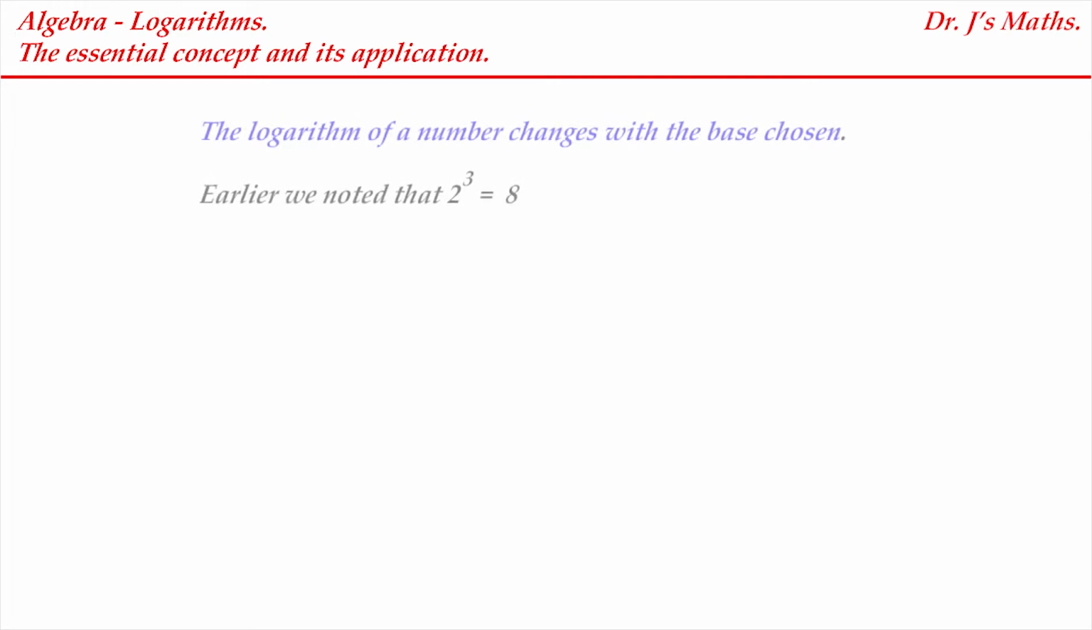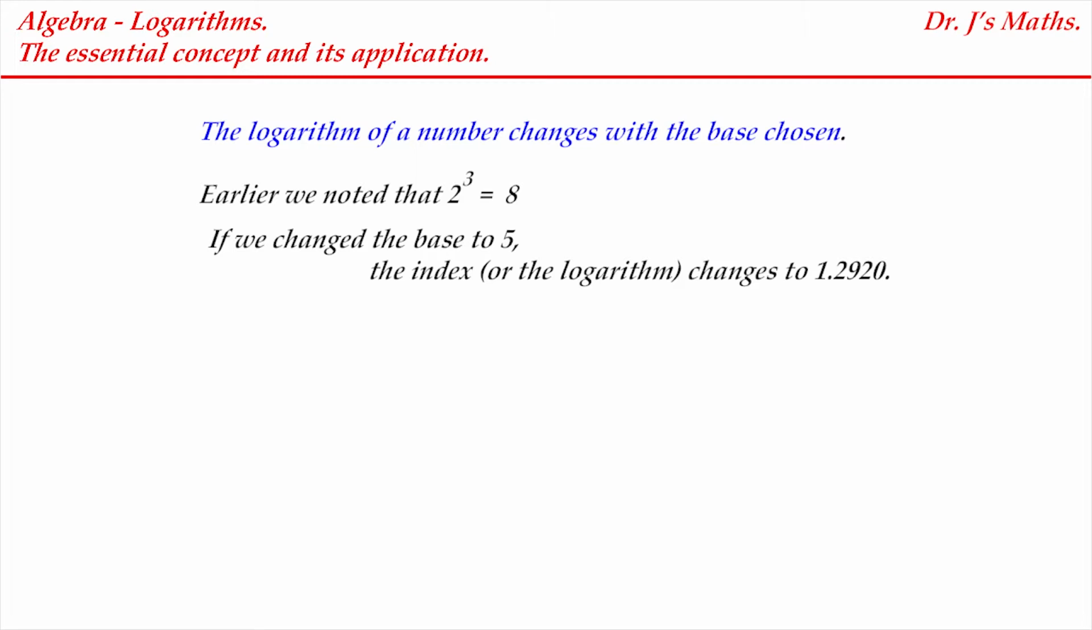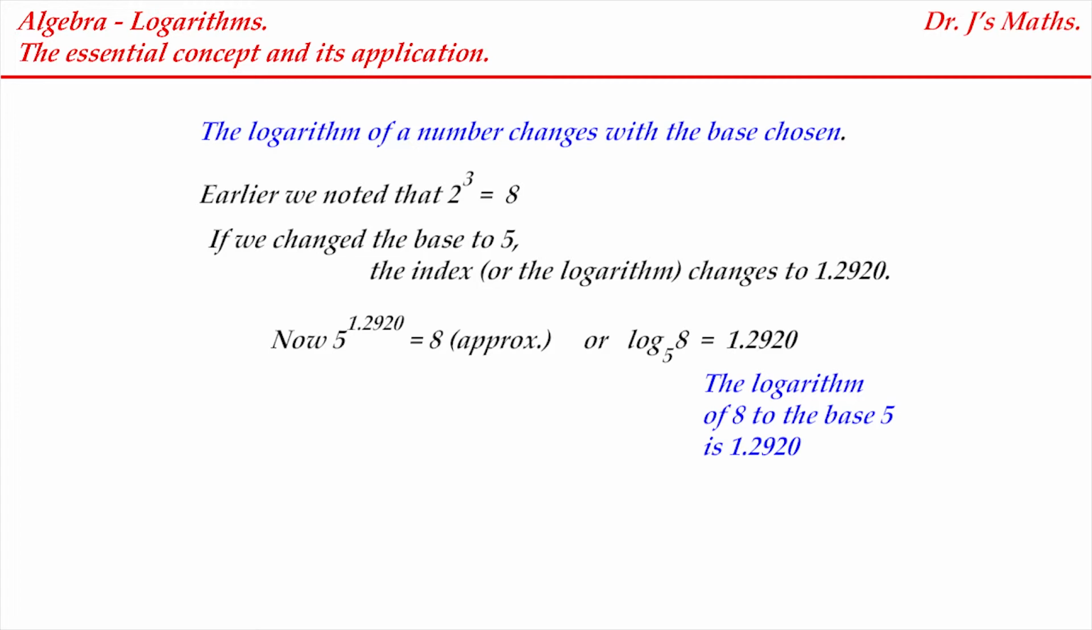It is important to appreciate that the logarithm of a number changes with the base chosen. Earlier we noted that 2 cubed equals 8. Now if we change the base of 2 to become a base of 5, then the index or the logarithm changes to 1.2920. So now 5 to the 1.2920 is equal to 8 approximately, to about 5 or 6 decimal places, or the logarithm of 8 to the base 5 equals 1.2920.